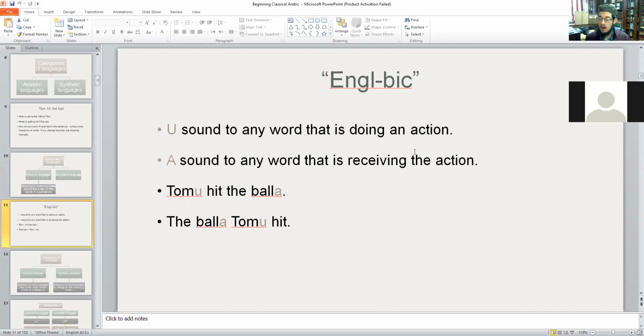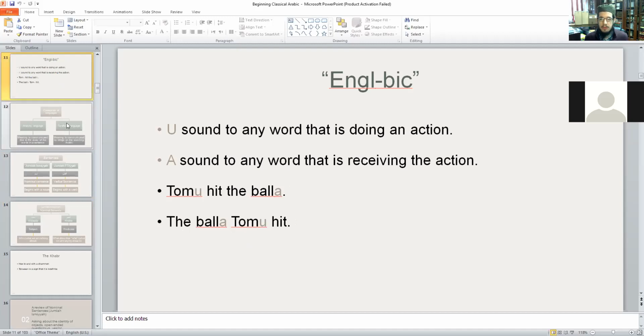All of a sudden, our previous example, Tom hit the ball, becomes Tamu hit the ball. And because we add things onto the words, we are now free to change the order of those words in the sentence. Even if we say the ball Tamu hit, the markers on the ends of the words indicate who is hitting and who is getting hit.